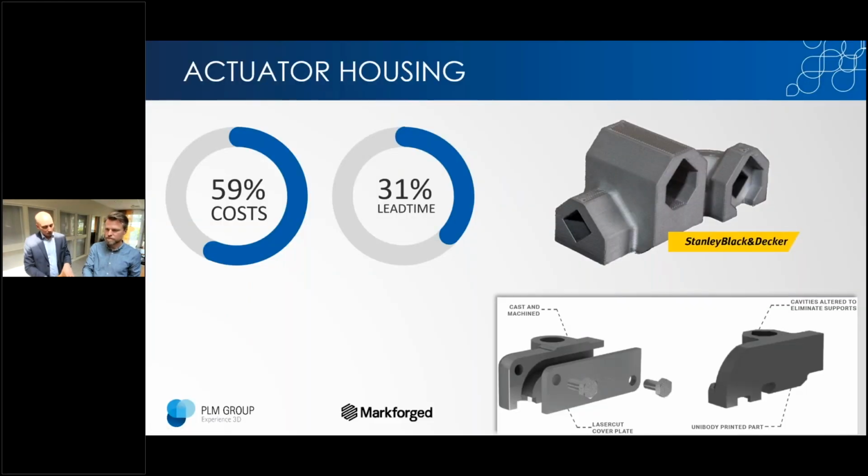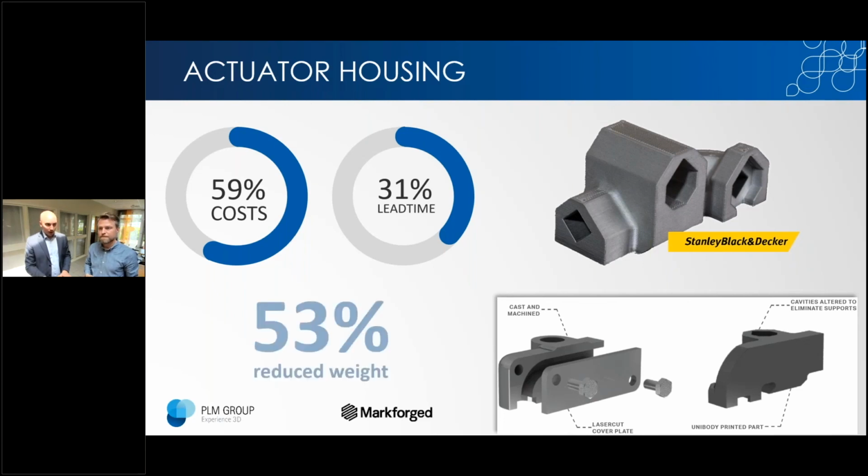The numbers you see here: the costs went down to 59% and lead time to 31%. These numbers are for serial production, so the entire range of these products that need to be produced within a year, compared to machining. If you would use this for prototyping, so if you only needed one of these parts, it would be a 95% reduction in both lead time and cost. That's really impressive.